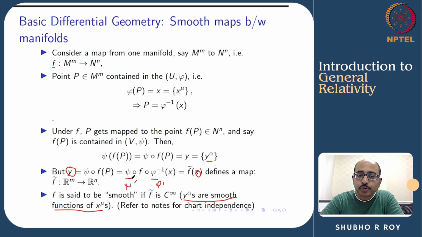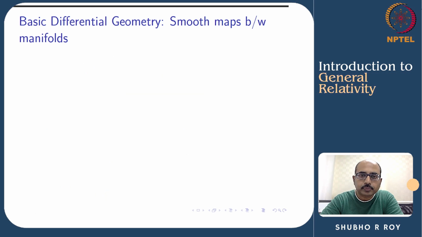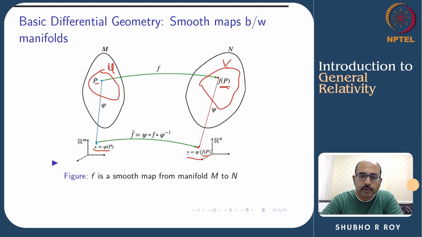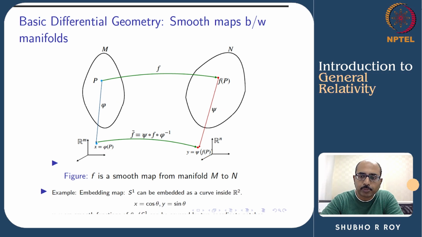This definition of smoothness is actually chart independent, just because of the fact that overlapping charts in a manifold are stitched smoothly. The coordinates are smooth functions of each other. So I'll refer to the notes for the argument for the few lines of algebra which demonstrate the chart independence. Please look at the notes. Just a few lines, 1 or 2 lines. All right. So this is the diagram. And I can give one example. Maybe it's a good example to give.